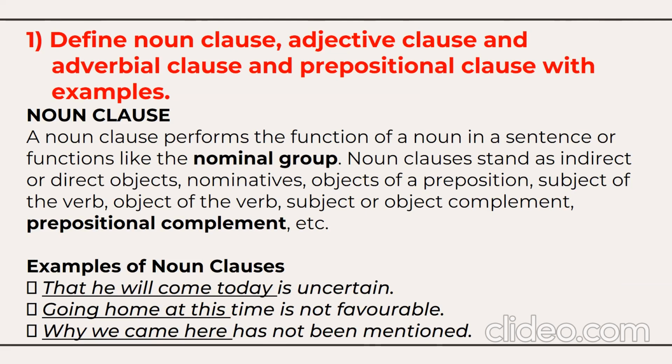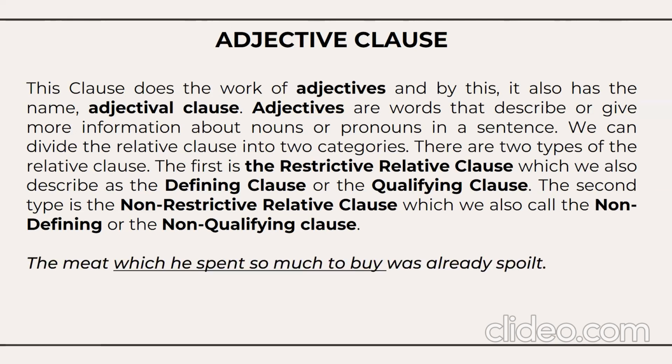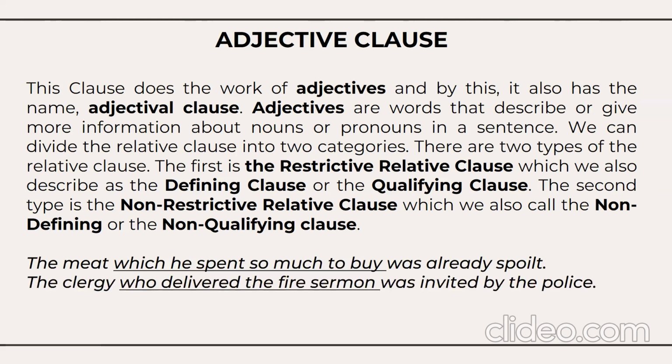So, a noun clause performs the function of a noun in a sentence or functions like a nominal group. So, "that he will come today" is a noun clause here. Next, we have the adjective clause, which also functions as an adjective. Adjective means the words which describe or give more information about a noun or pronoun. We have two types of adjective clause: restrictive and non-restrictive. Examples: "which he spent so much to buy", "who delivered the fire summon".